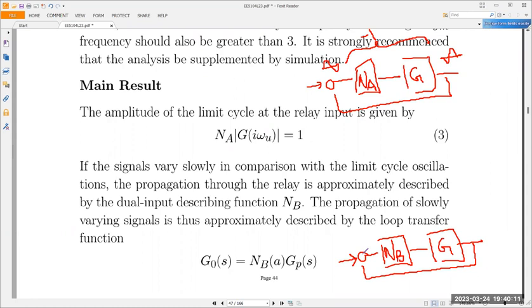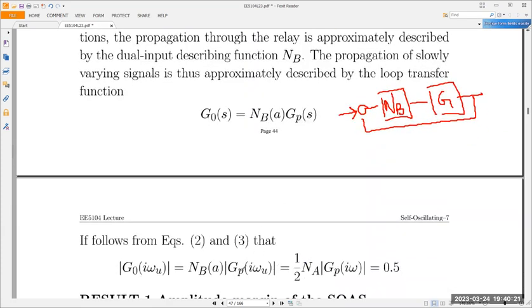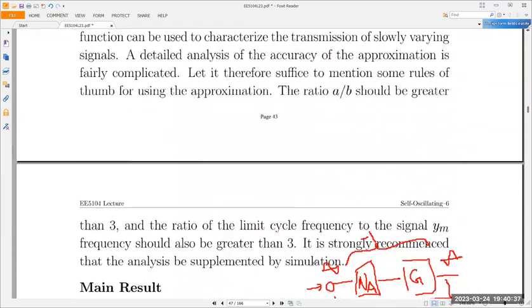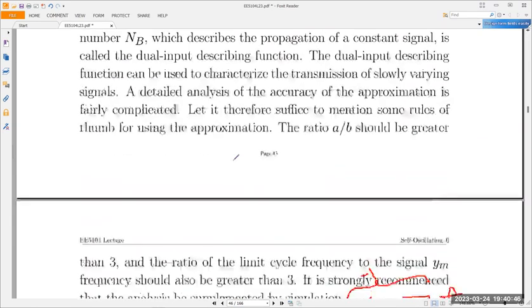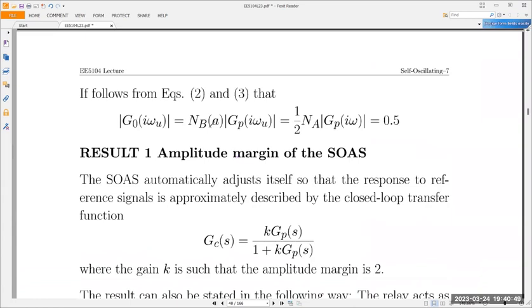We look. Algebra will tell you, oh, this is this. Then if you look, all right, this is this. But we are saying that this is always half of NA. That was the key result. NA equals to 2B, 2NB. So NB is actually half of NA. That was the key result.